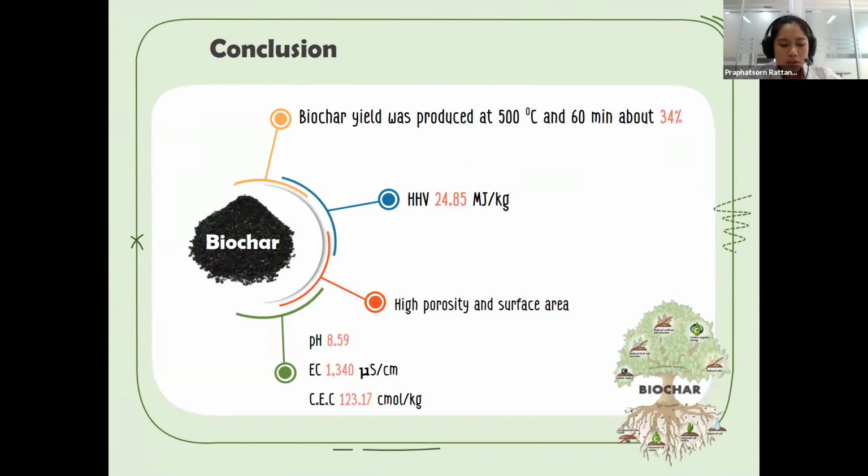Conclusion: in this work, corn cob biochar was produced from slow pyrolysis, and its properties were improved for soil use. When producing biochar at a temperature of 500 degrees Celsius for 60 minutes, it gives a yield of around 34%. It gives a high heating value of around 25 megajoule per kilogram. From the morphological structure, the corn cob biochar has high porosity and surface area, which are good for agricultural use. Converting corn waste into biochar was useful and has potential to be used in soil improvement.